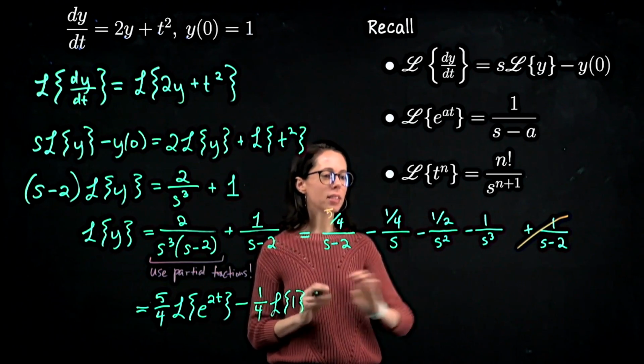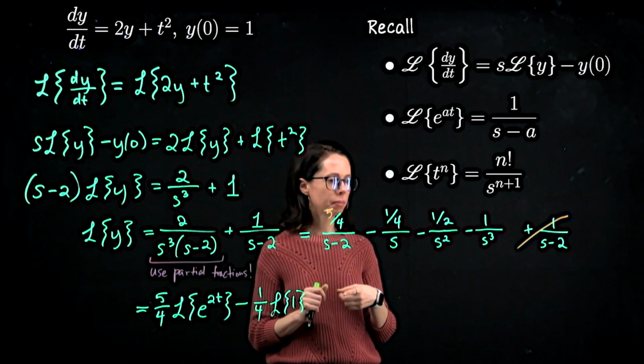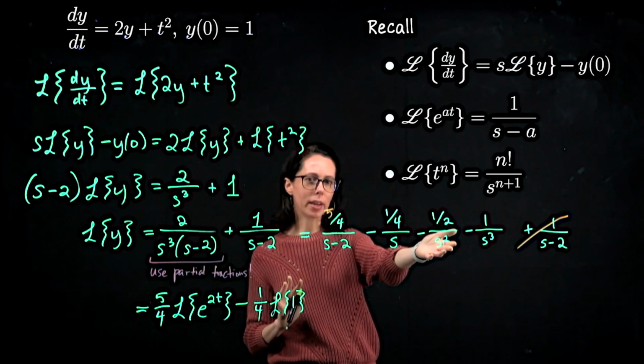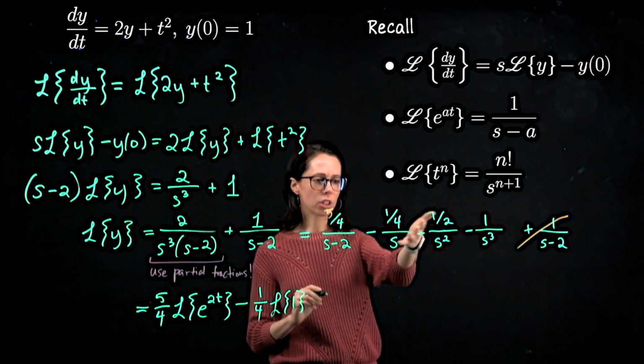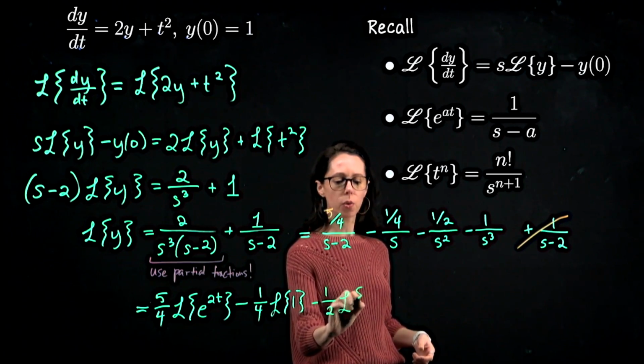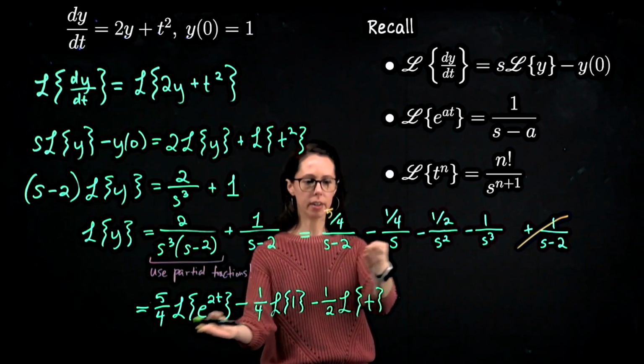You can either try to do a balancing act here. Maybe I'll do that for this third one. The Laplace transform of t is 1 over s squared, so I don't think we need to do any special design here. Let's just write negative 1/2 out front times the Laplace transform of t. So that goes with the s squared.